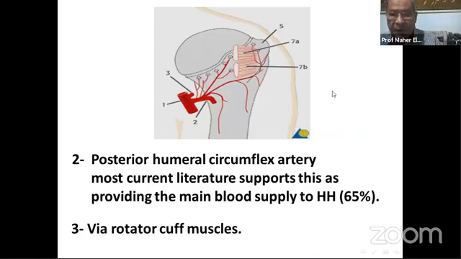Back to the point of anatomy, or the blood supply. The second is the posterior humeral circumflex artery. Most current literature supports this as providing the main blood supply to the humeral head. Also via the rotator cuff muscles through the anastomosis of the suprascapular, the thoracoacromial, and the subscapular arteries.